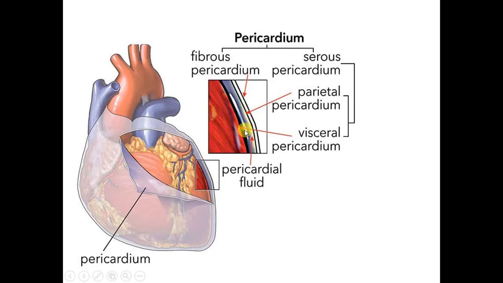This serous pericardium, as we can see, has two further layers. One layer lies over the surface of the heart, that is the visceral pericardium, and the other layer which is attached to the fibrous pericardium is the parietal pericardium. Between these two layers, parietal and visceral, is the pericardial fluid. So this is the pericardium, the fibrous pericardium.